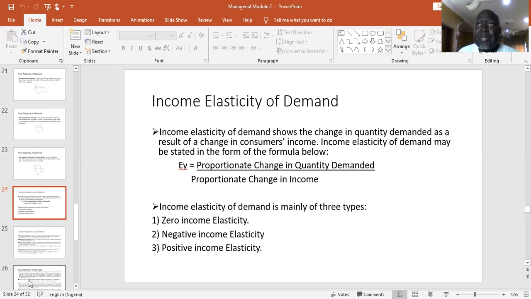And that's why it is important to business decisions. If the economy is doing well, people are getting more income, it means that demand for goods and services will increase. So if income increases, how will it affect demand for a given commodity? Managerial economists and managers require this knowledge. That will tell them how much more product they can sell, how sales will increase relative to increase in national income generally. Income elasticity of demand is mainly of three types: zero income elasticity, negative income elasticity, and positive income elasticity.